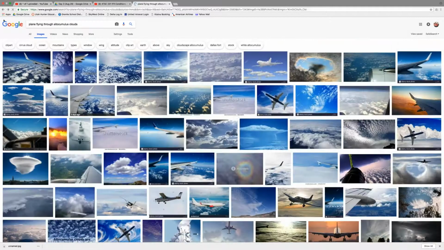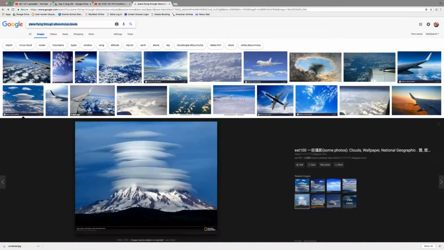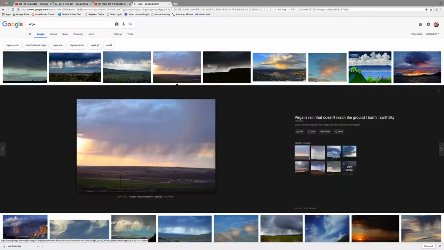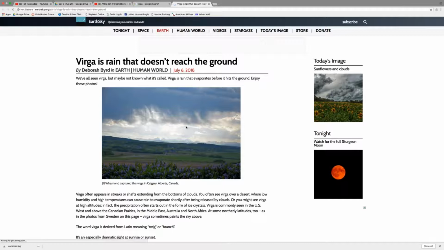Whoa, that's not at all. Virga. I spelled it wrong. Sorry about that. Hopefully I caught it before everybody saw the Spanish word. Okay, there you go. Virga. Not Verga, Virga.